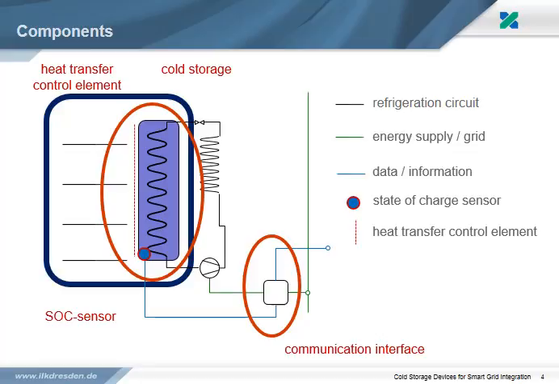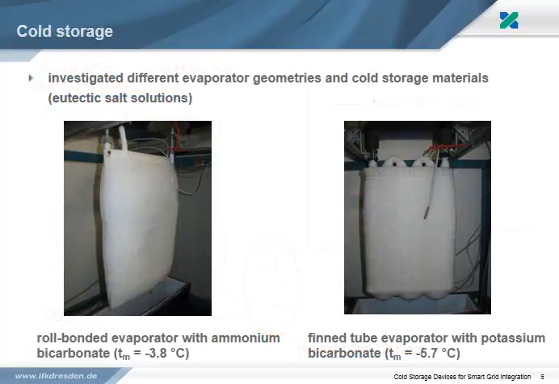We carried out theoretical and experimental investigation on these elements, and we converted a commercial refrigerator for demonstration purposes. To design the cold storage, we investigated different evaporator geometries and cold storage materials, in our case eutectic salt solutions. Our choice for the demonstration model was the combination shown on the right hand side: a thin tube evaporator with potassium bicarbonate with a melting temperature of around -6 degrees C.